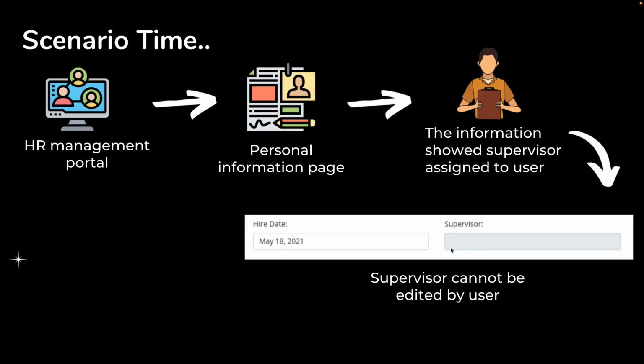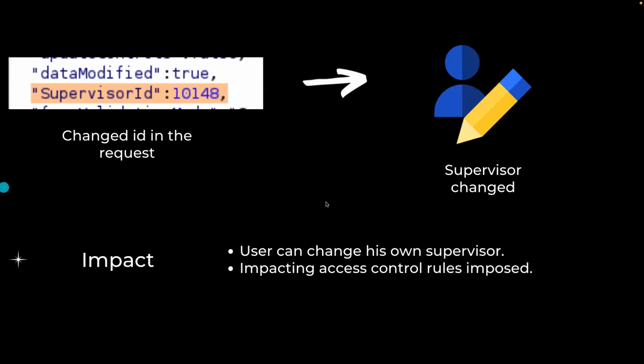So obviously you cannot change your own supervisor. Only the admin or the organizational management level people have the authority to do so. So in this application, this was the client side control which they enforced. Again, looking at the request carefully, it had a supervisor ID, and that supervisor ID can be changed.